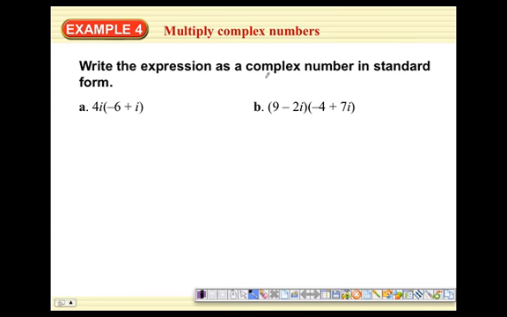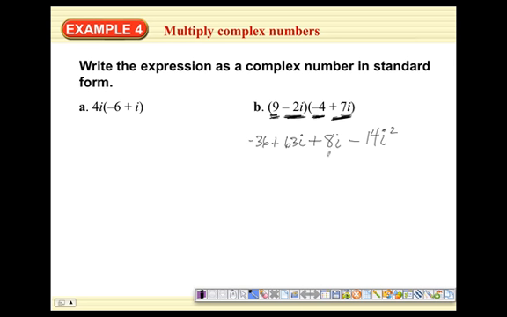Alright, let's look. Do some FOIL. 9 times negative 4, negative 36. 9 times 7i, plus 63i. Negative 2i, negative 4, positive 8i. Negative 2i times positive 7, negative 14, and here's where people make the mistake. They just put i. i squared.